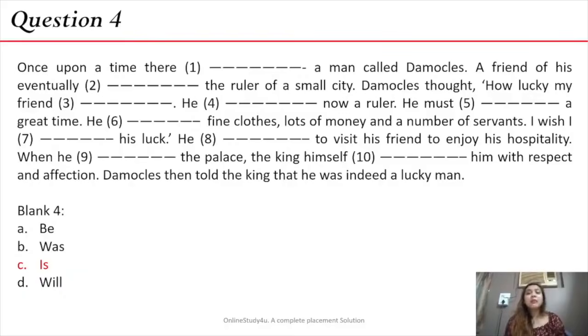Okay. He must dash a great time. He must be has a great time. He must be having a great time. He must be had a great time. And he must be have a great time. Which one is going to be the correct answer for blank number 5? Up till now, your progress has been very good.